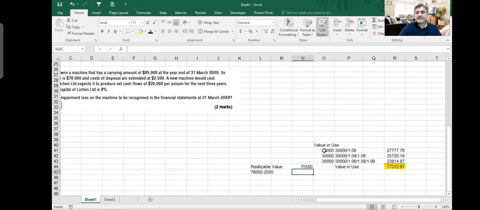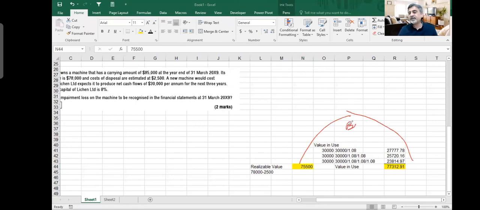So now we have 2 numbers, 75,500 and 77,312. For the recoverable amount, we have to take these 2 numbers and take the higher of them. So higher is 77,312. If you sell the asset, you get 75. If you use the asset, you get 77. Whatever you may do, you cannot get anything more than 77. So 77,312 is your recoverable amount. This is what you can recover from this asset.